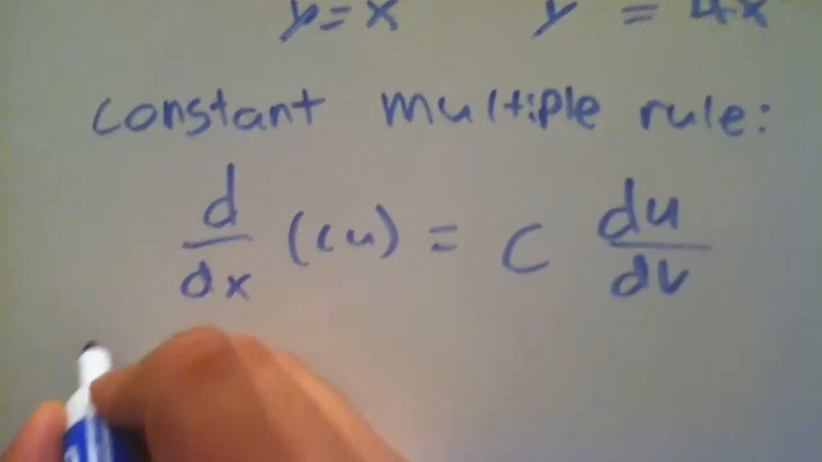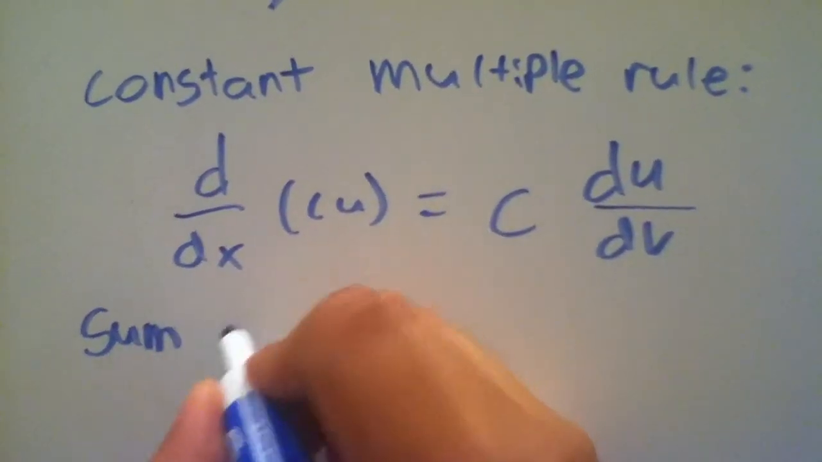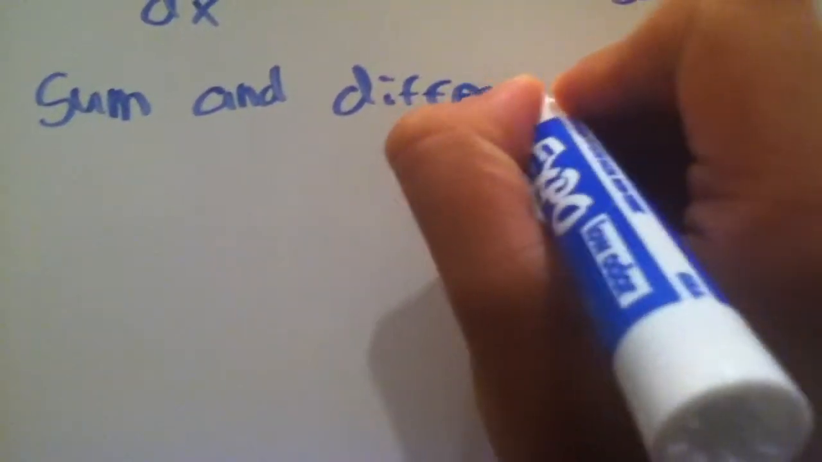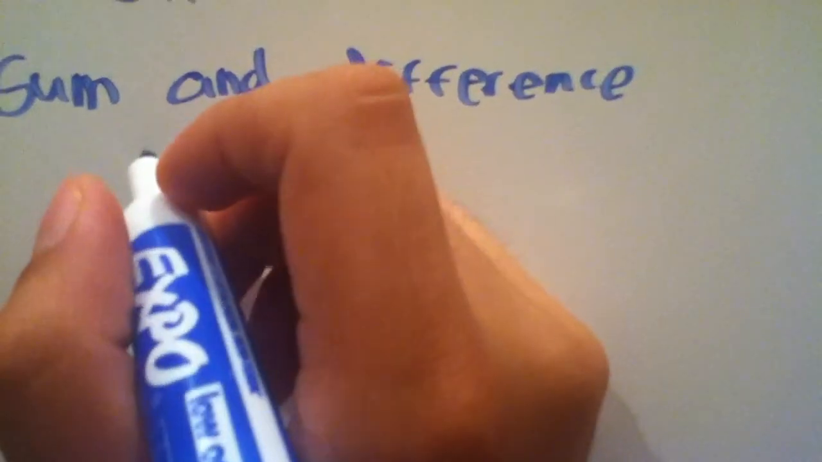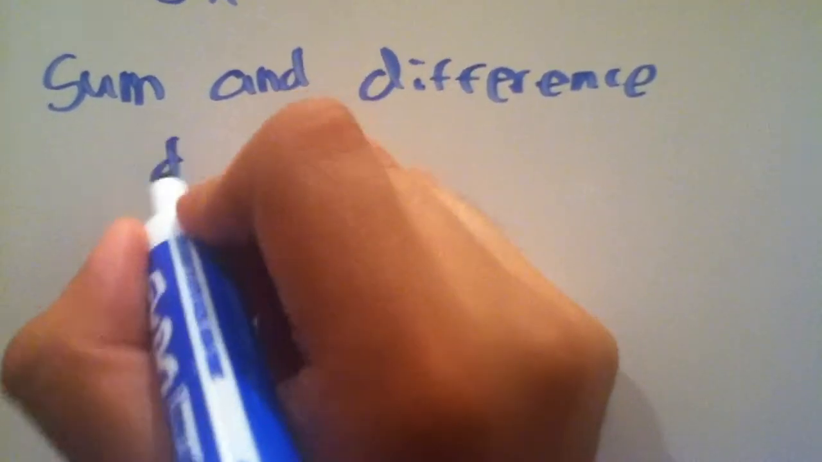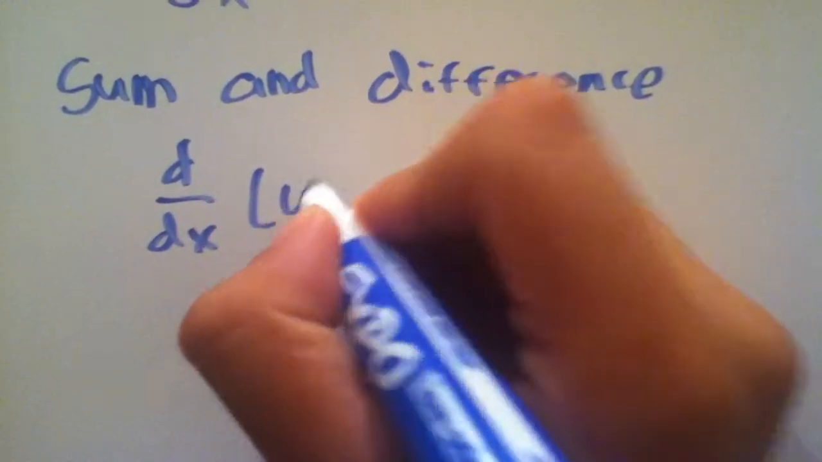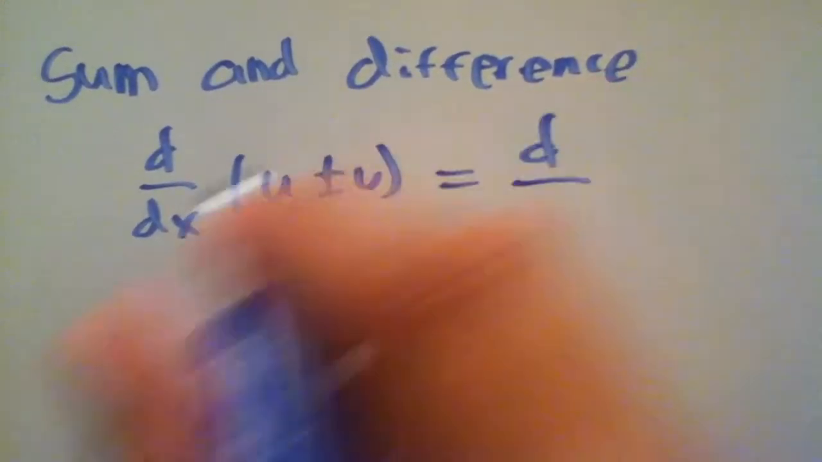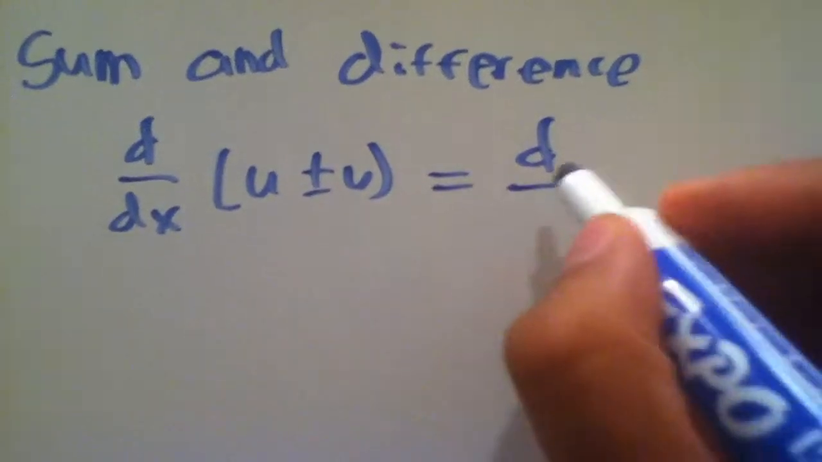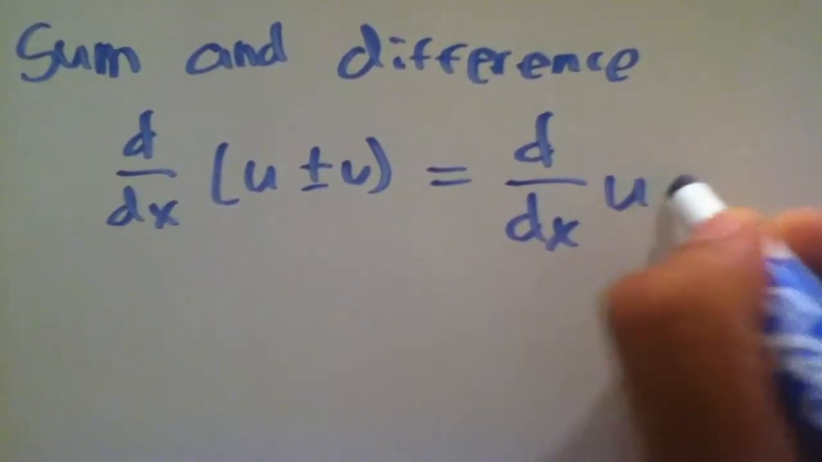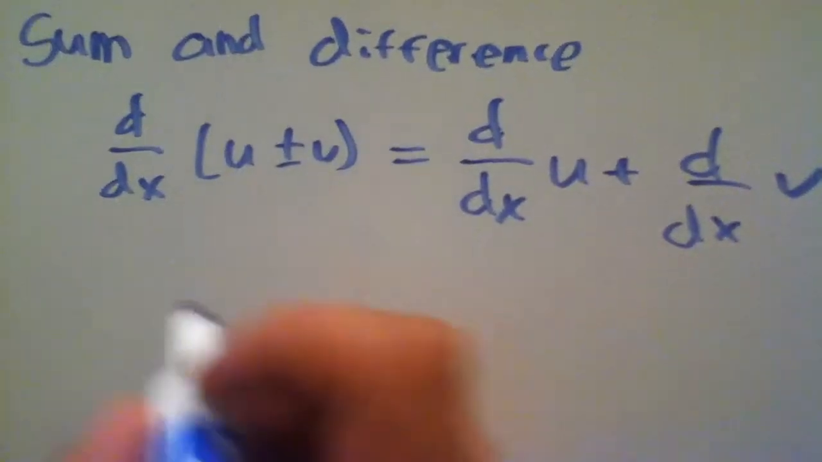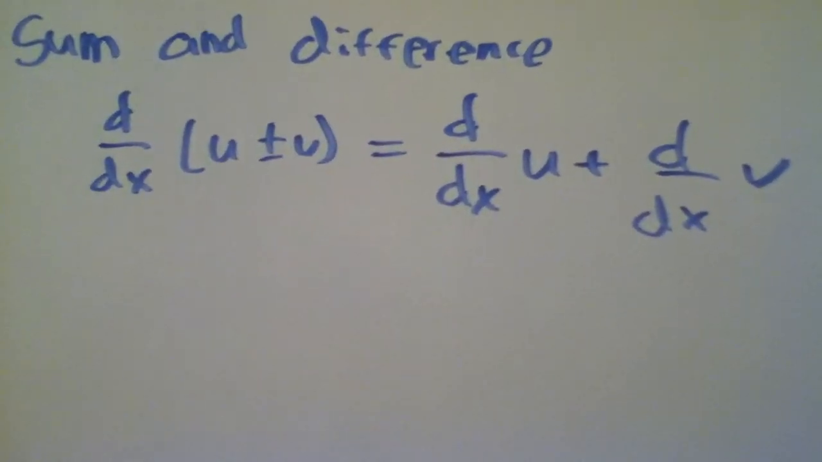Alright, now the sum and difference rules. This is basically saying the derivative of a sum can be separated and solved separately. So the derivative of u plus or minus v is equal to the derivative of u plus or minus the derivative of v.